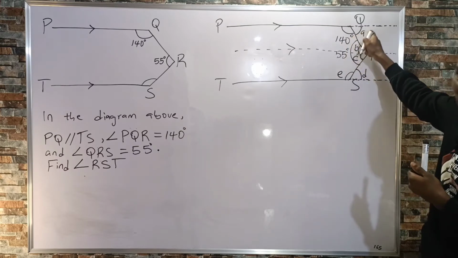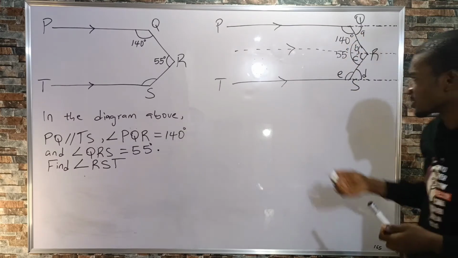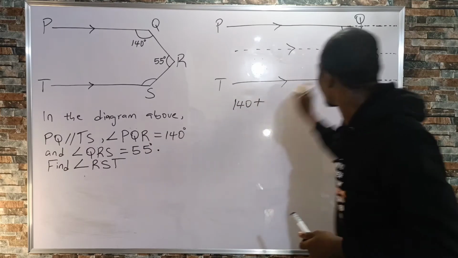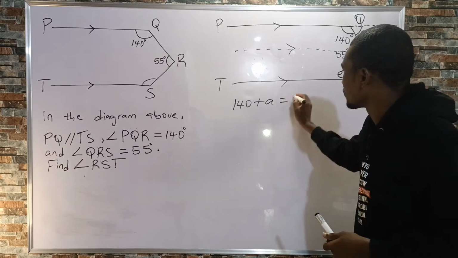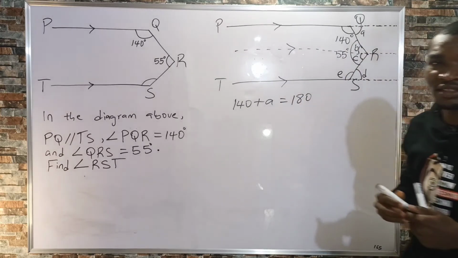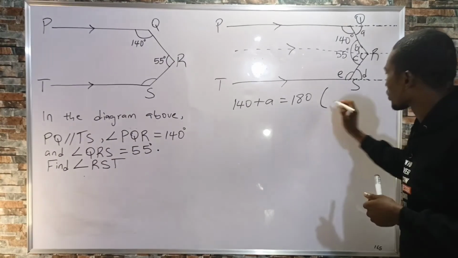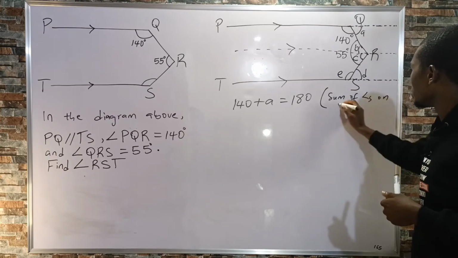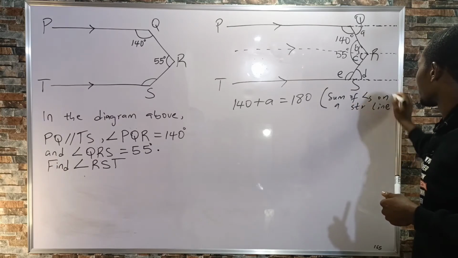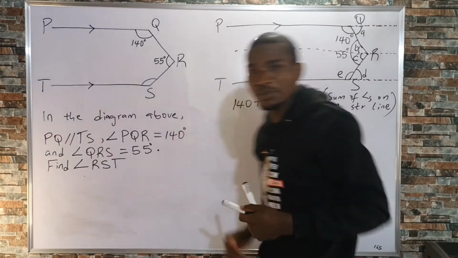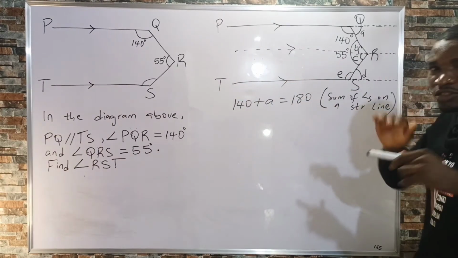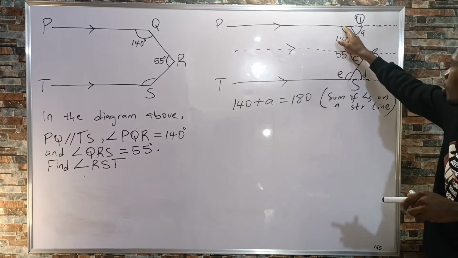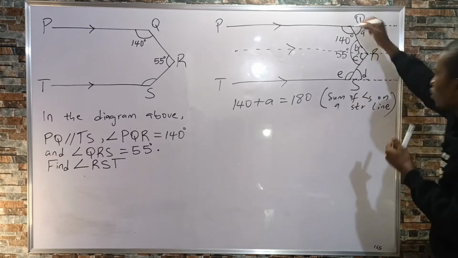140 degree plus A will give us 180 degree. This is what I mean. 140 degree plus our A will simply give us the total of 180 degree. What is the reason? The reason is because they are sum of angles on a straight line. Remember what I showed you? I've already wiped it. What I showed you, what we meant by the term sum of angles on a straight line. So angle 140 degree coupled with angle A, they are on a straight line.